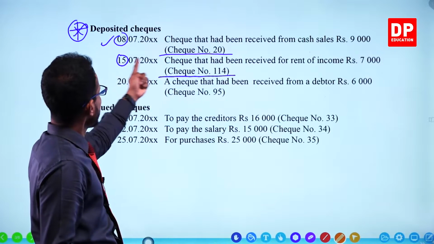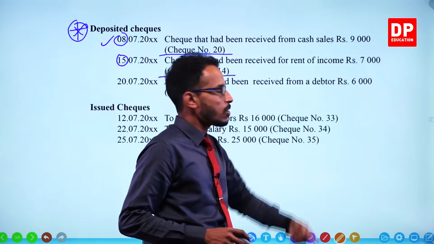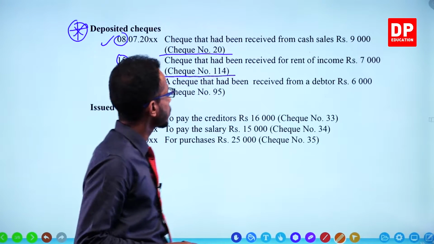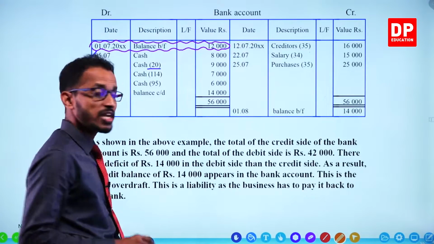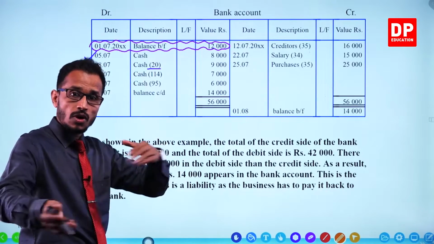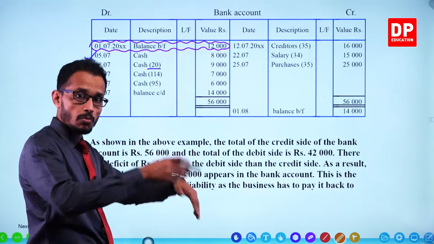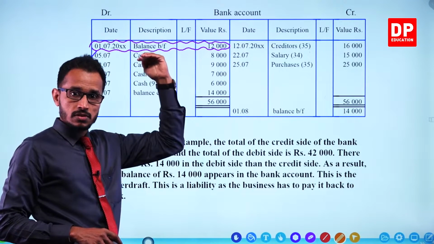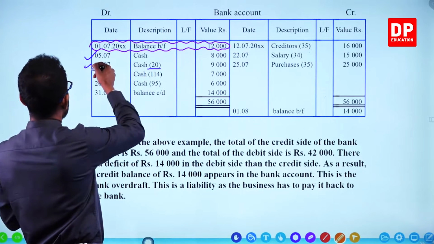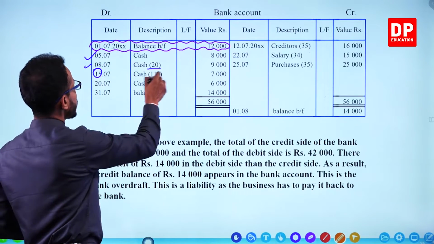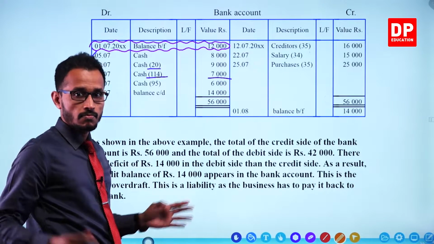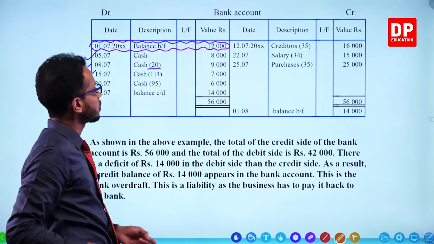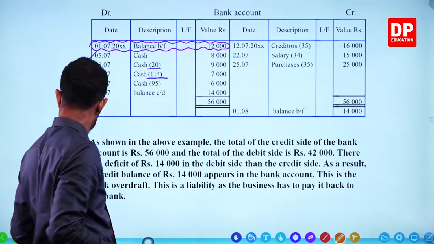Next, 15th, a check received from rent income, check number 114, amount is 7,000. All right, again another check received, so money coming in, more coming in. So more means more in the bank account. The balance increases. 15th, debit side, 7,000 is there. Okay, so we'll take it. Check number 114.